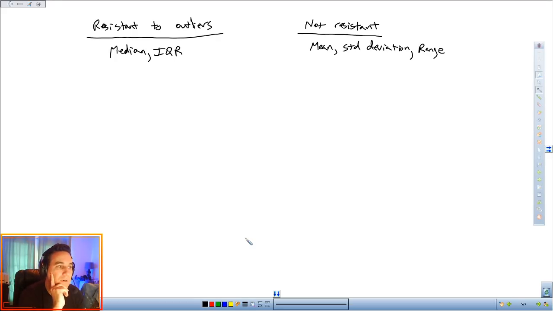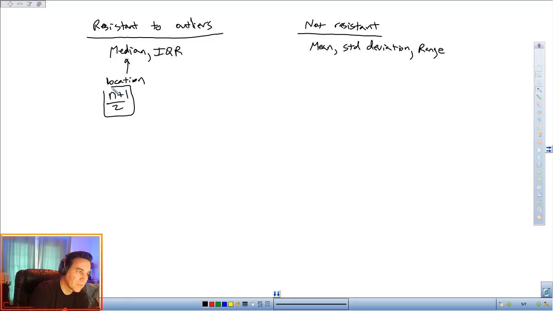So remember, medians don't care about the data. They just care about the location of the data. The location of a median is always n plus 1 divided by 2. The number of data points plus 1 divided by 2 will always tell you where the median is located. So that came up in that first unit.